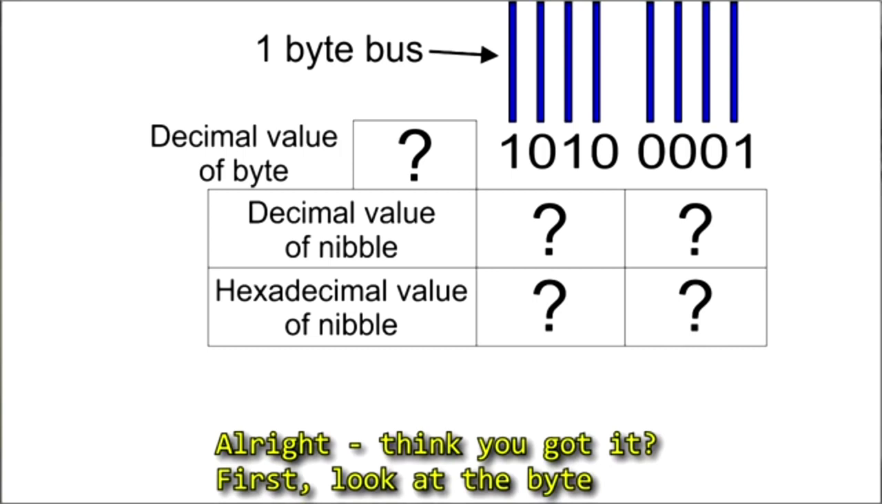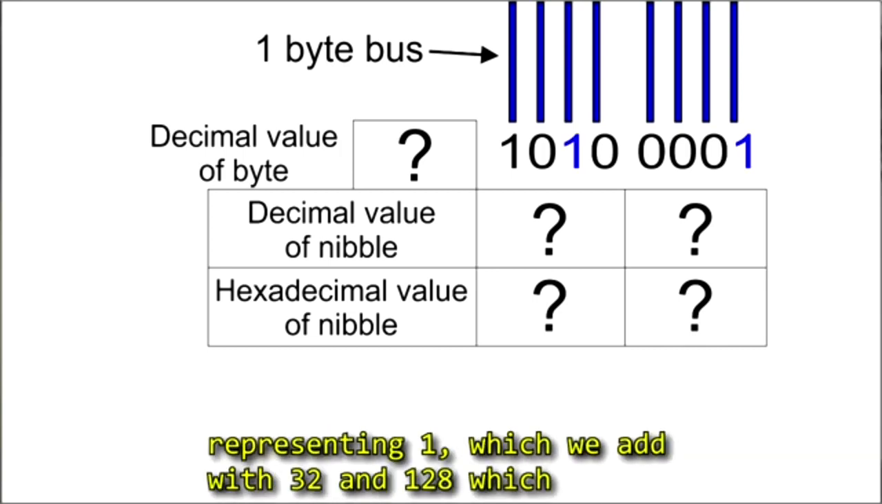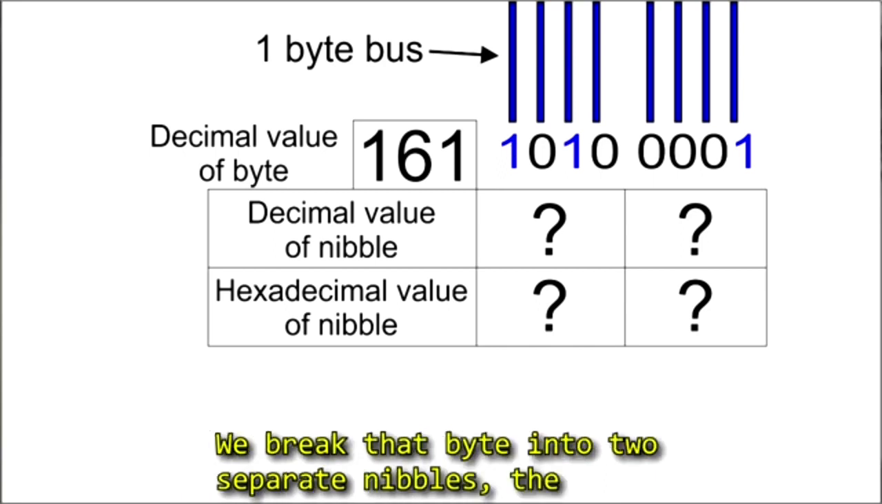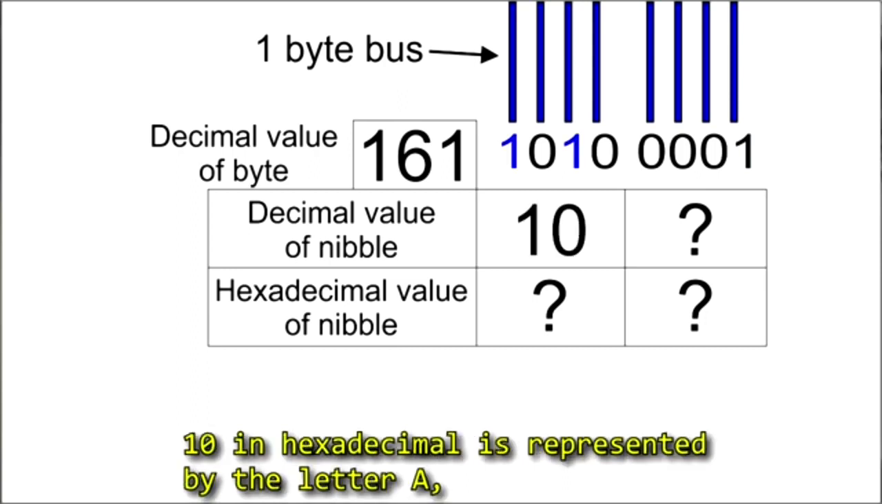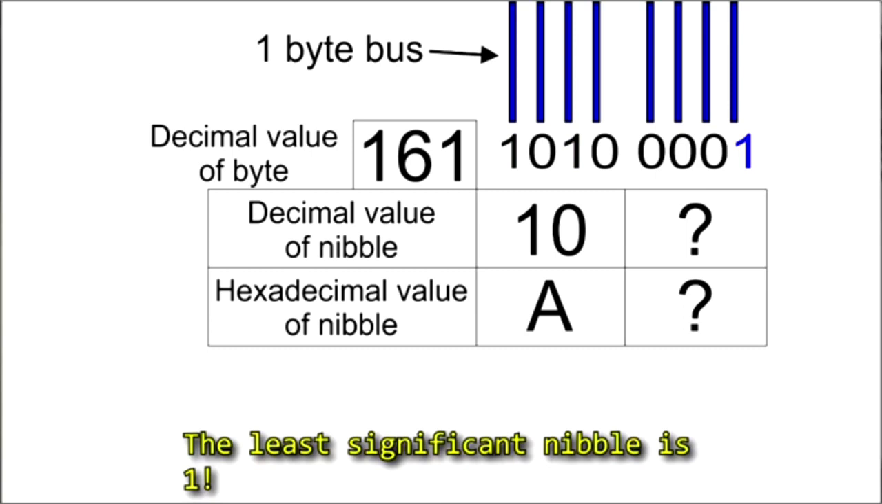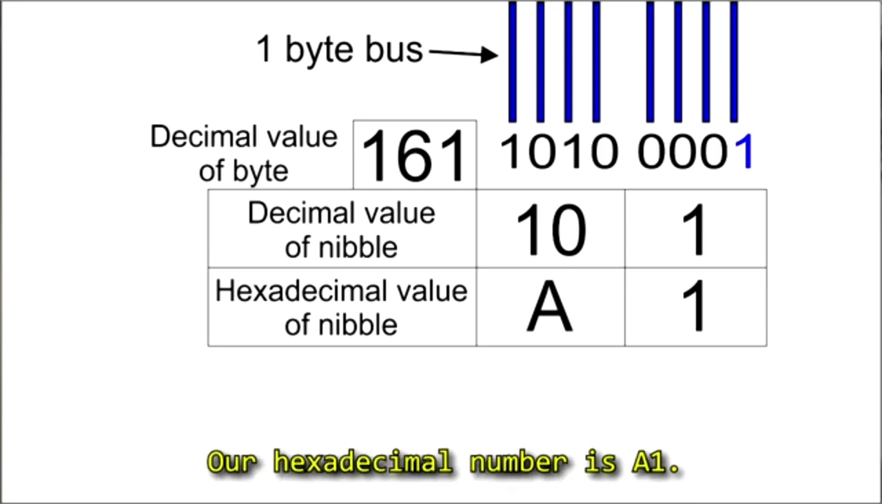Alright, think you got it? First, look at the byte itself. This is the least significant bit, representing 1, which we add with 32 and 128, which gives us a decimal number of 161 for the byte. We break that byte into two separate nibbles. The most significant nibble is 2 plus 8, or 10. 10 in hexadecimal is represented by the letter A, so that's our most significant hex character. The least significant nibble is 1. That's it. So the least significant hex digit is 1. Our hexadecimal number is A1.